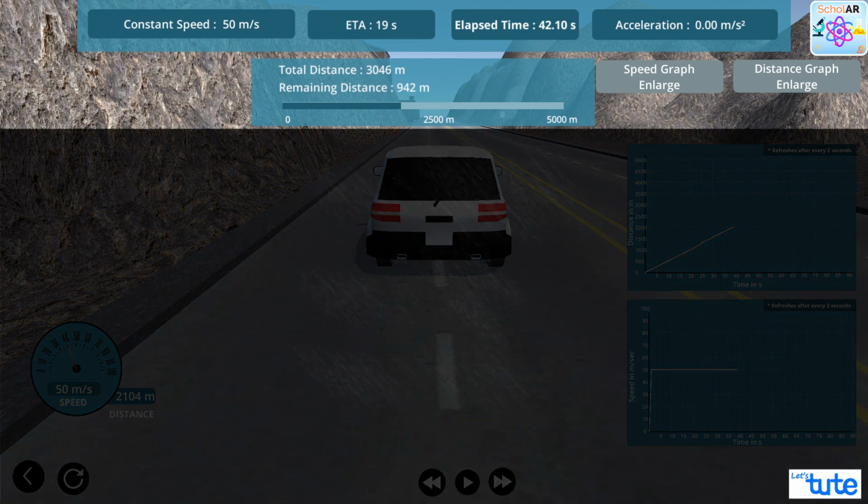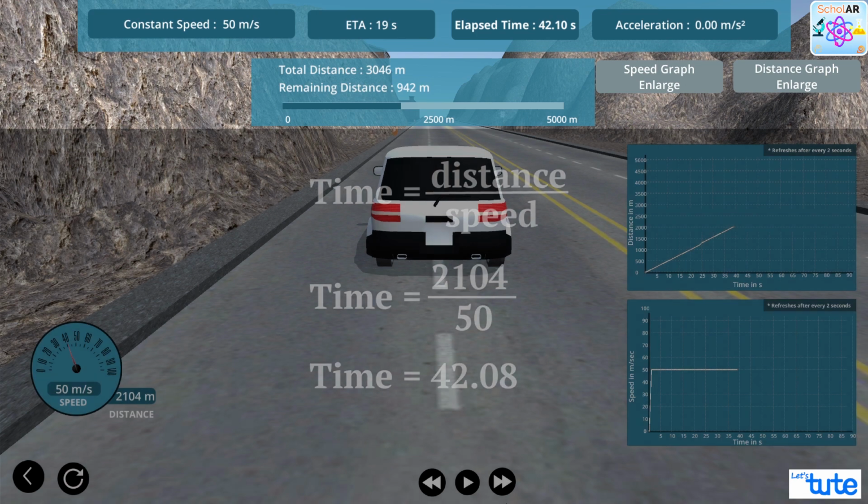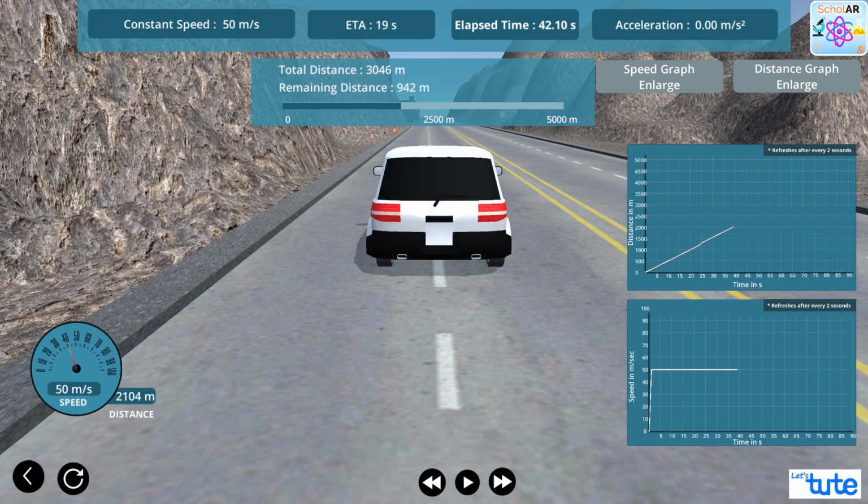Let's pause the simulation here and see if the relation between time, distance and speed is satisfied. Well, we can see here that the time we got is equal to the elapsed time that we can see here in the simulation. You can also try this by pausing it at any instant during the simulation and you will get the same conclusion. Now, let's focus on these graphs. We have two graphs. One shows distance on y-axis against time and one shows speed on the y-axis against time.